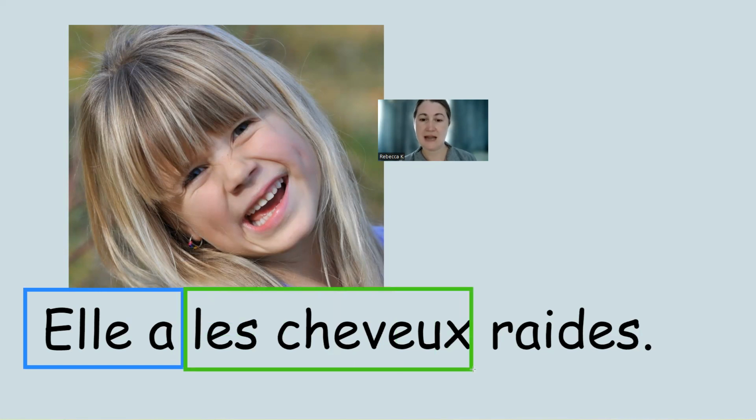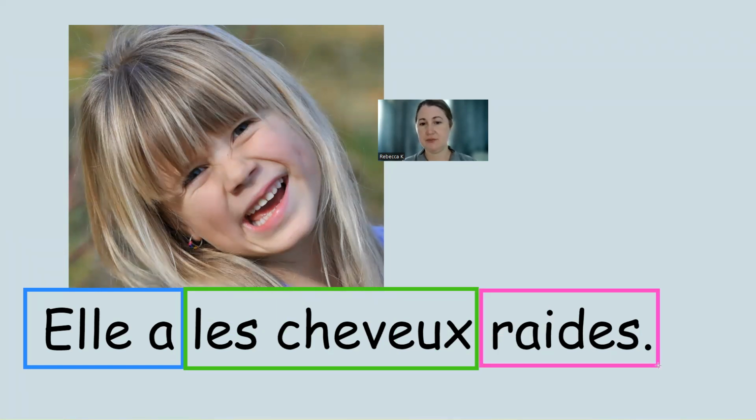Next up, we have the noun. Hair, right? Elle a les cheveux. It's the noun. And finally, finalement, raide, straight. The adjective. Elle a les cheveux raides. That's the word order. And you're going to be seeing this 1, 2, 3 way of building a sentence throughout the lesson. Elle a les cheveux raides.